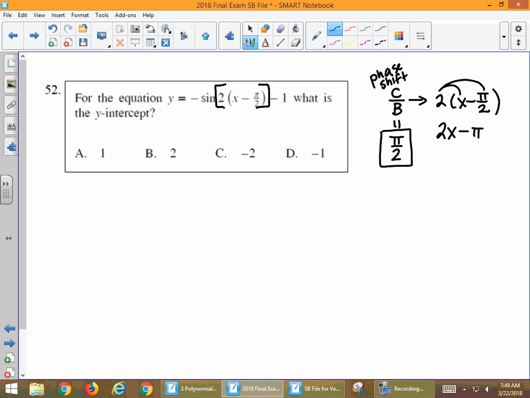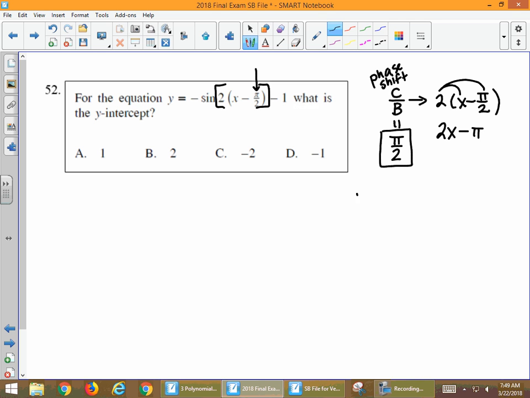They give it to you in factored form to make your life easier. So this factored form gives you the phase shift there. If you don't like looking at that, again, if you like the rule that we always used, c over b, you've got to multiply that 2 back in. Just recognize this form is a little different. So what's the y-intercept?